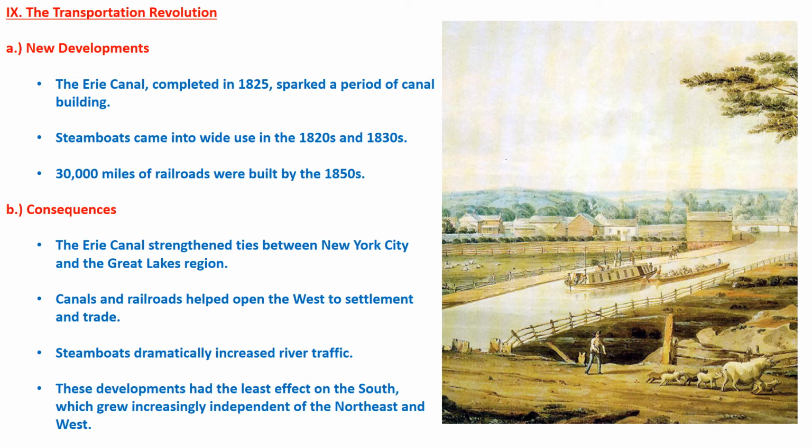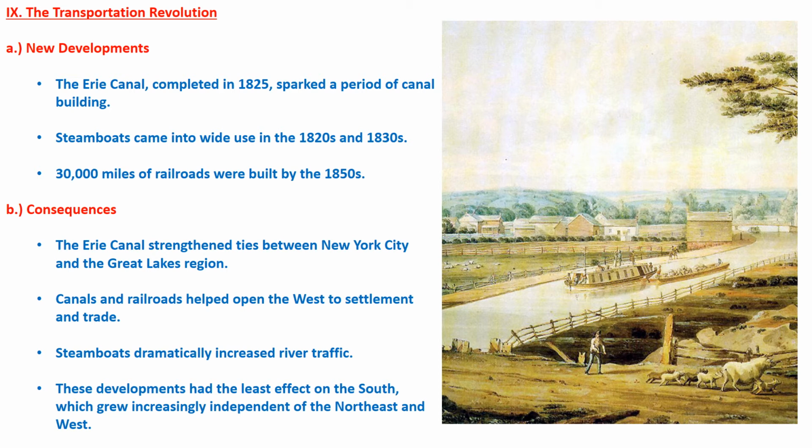This was helped along by the advent of steamboats that came into wide use in the 1820s and 1830s, but canals and steamships themselves would be replaced by more efficient means of travel in the form of railroads by the 1850s. The consequences of this transportation revolution were that the Erie Canal, for instance, strengthened ties between New York City and the Great Lakes region.